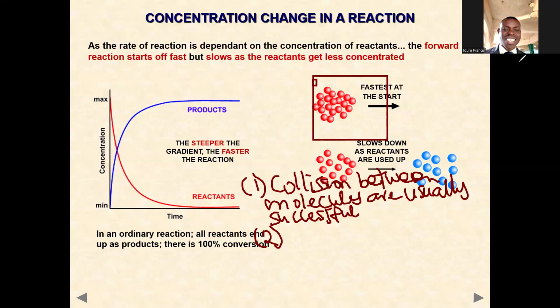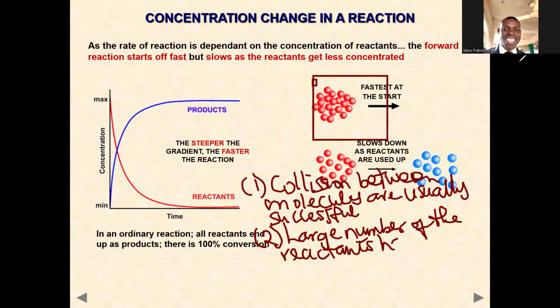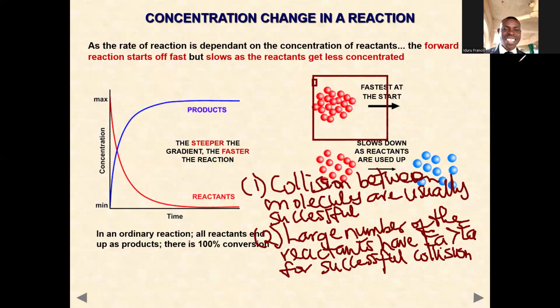Large number of molecules, large number of reactants have EA or greater than EA for successful collision. They have a large number of the molecules or reactants have EA or more than EA for successful collision.